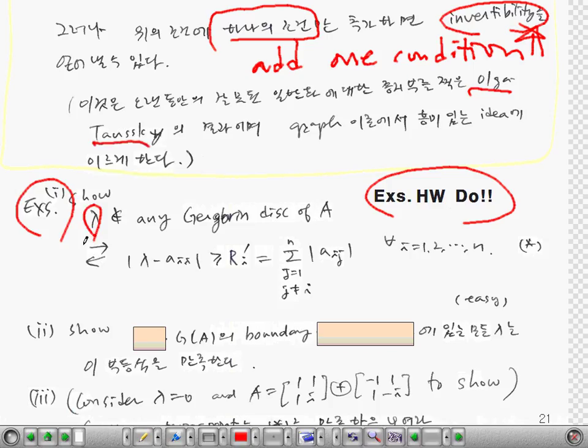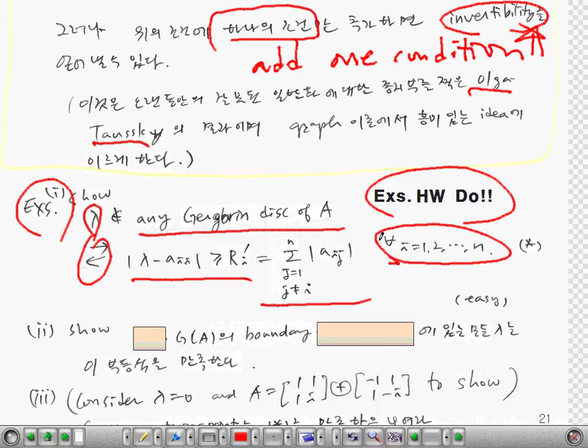So suppose zero is not in any Ch6 disk of A, if and only if this inequality holds for all i's, not only one or two. It just holds for all i's. What this says is, if eigenvalue lambda is on the boundary of G of A, how do you call it, the boundary of G of A.